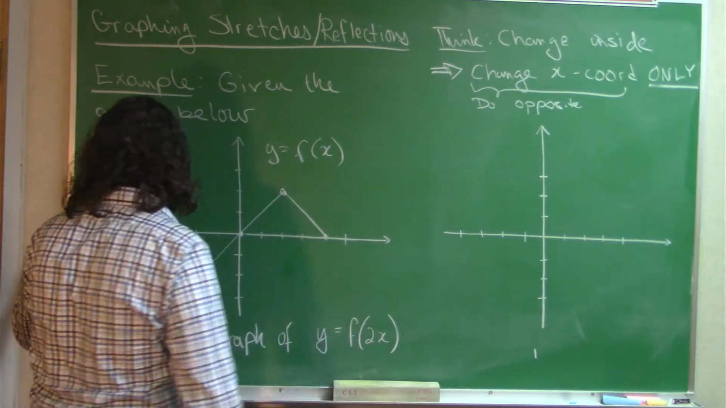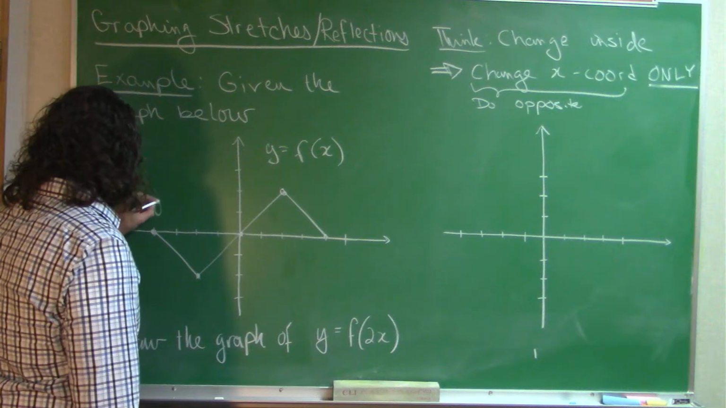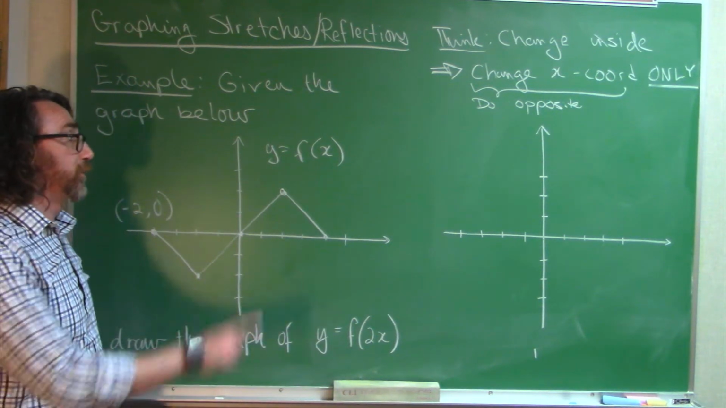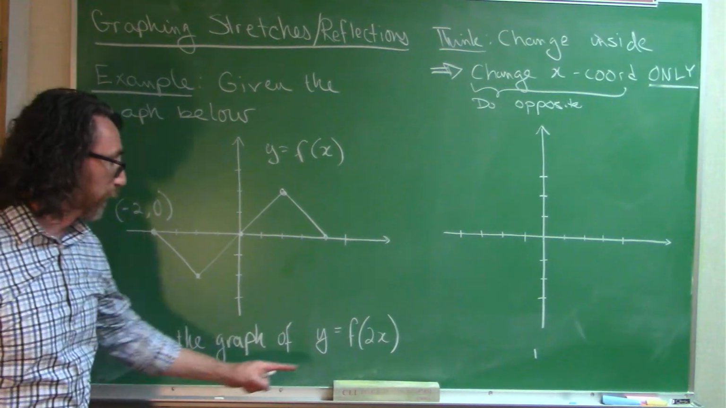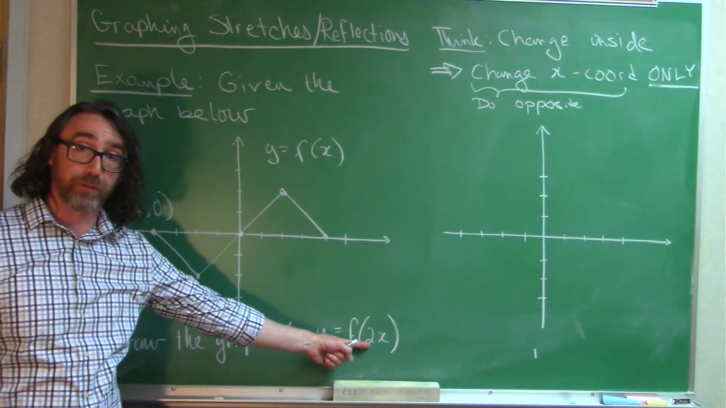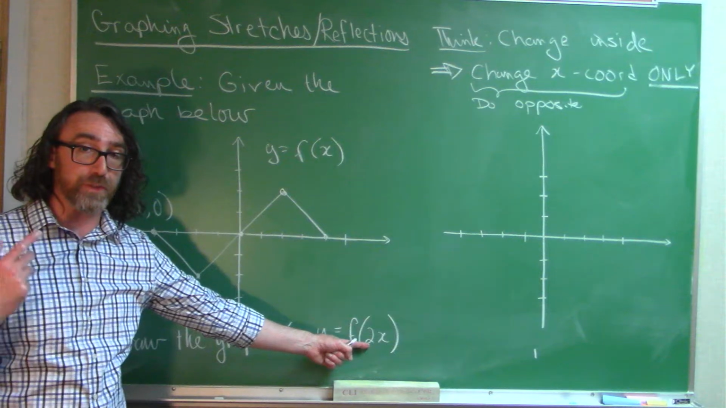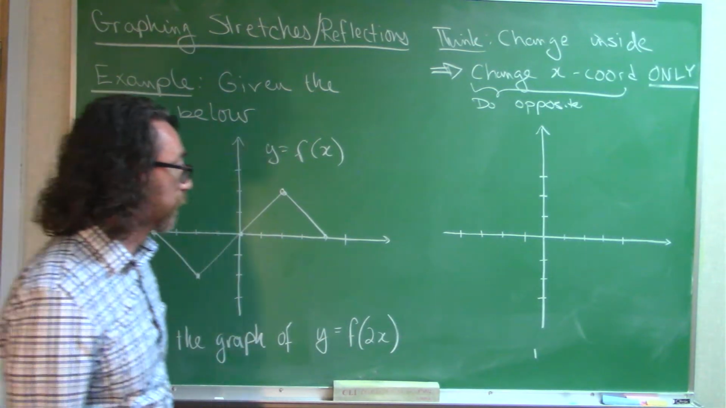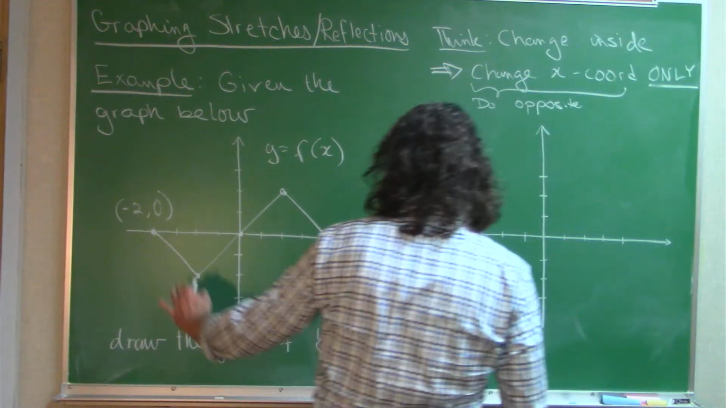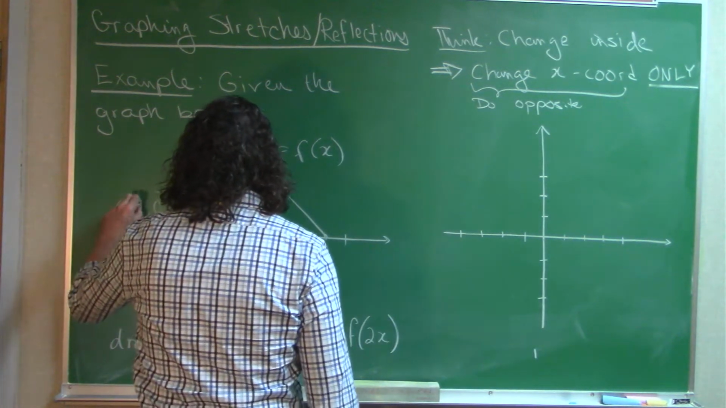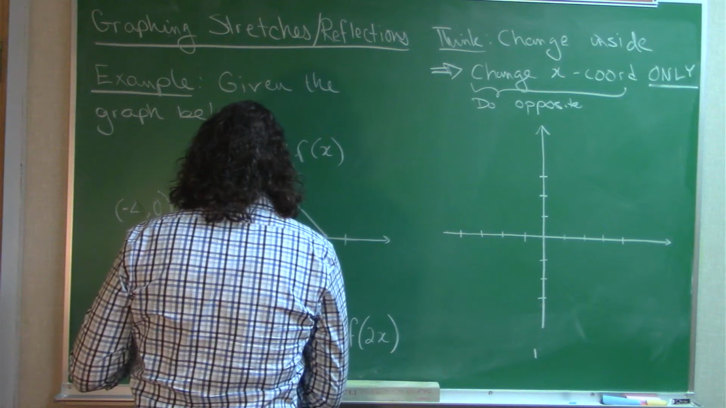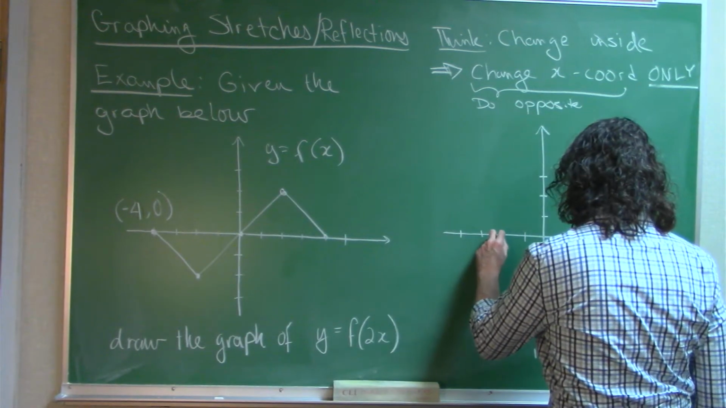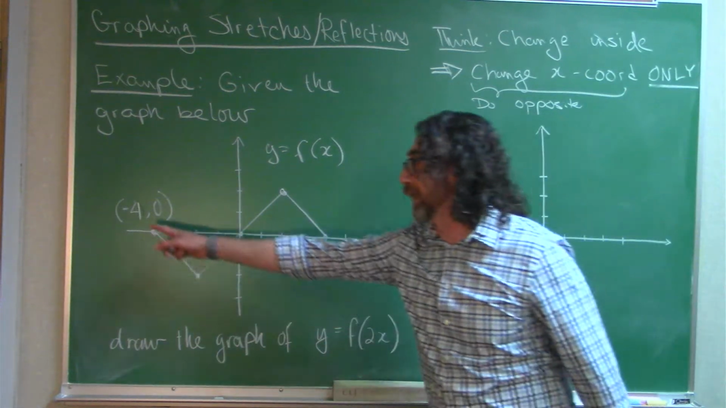Alright, so, I'm looking at this point here. Negative 4 comma 0, those are the coordinates. I'm changing my x-coordinate. What am I doing? I'm doing the opposite of this. The opposite of multiplying by 2 is dividing by 2. I take my x-coordinate, divide it by 2. So instead of, oops, that's not negative 2, 0, it's negative 4, 0. What I get is negative 2, 0. Right? Divide that by 2.